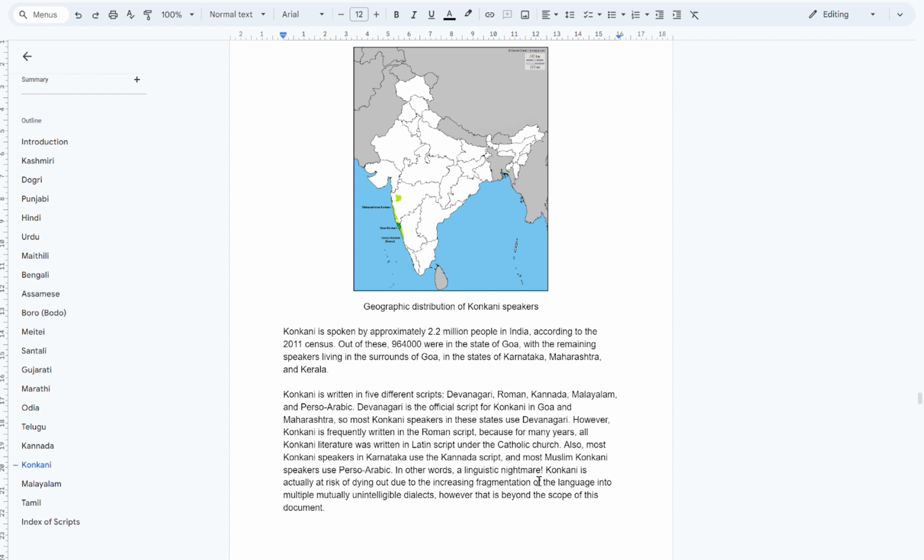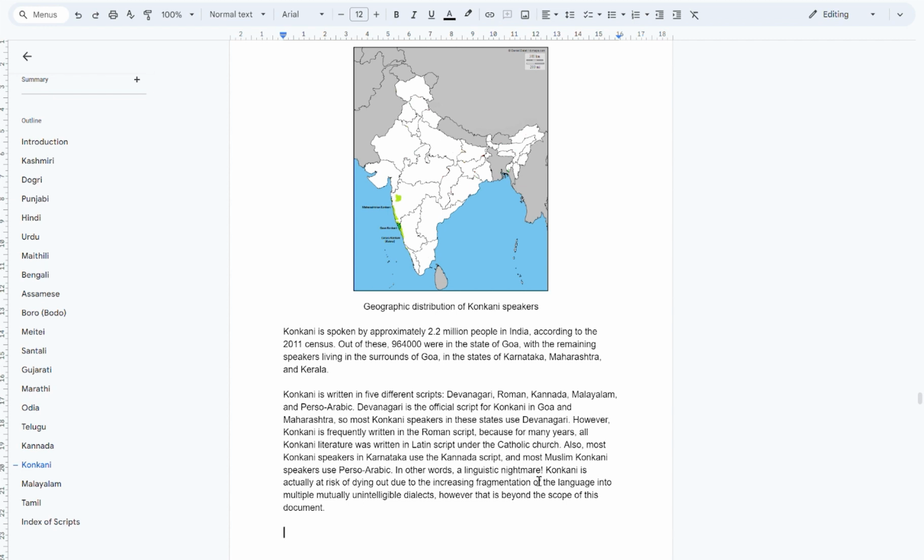Konkani is frequently written in Latin, but Devanagari is the official script for Konkani in Goa and Maharashtra. So most of the Konkani that you see written will be in Devanagari. However, it's also frequently written in Roman because Konkani literature was written in Latin script under the Catholic Church. Also, most Konkani speakers in Karnataka use the Kannada script, and most Muslim Konkani speakers use Perso-Arabic. So it's a bit of a linguistic and script nightmare.